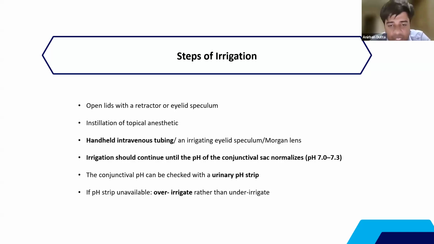So how do you determine whether the pH is normal or not? You can check the pH with a simple urinary pH strip. If you do not have access to the pH strip, you should prefer to over irrigate rather than under irrigate the surface. And a common rule of thumb is that if you don't have access to any such pH strips, you irrigate the eye for at least half an hour.